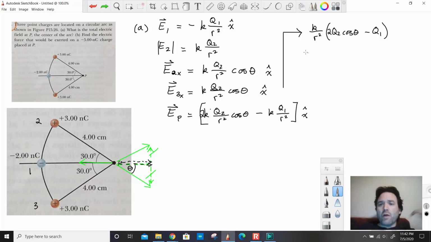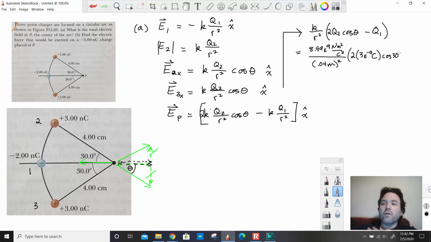Okay, now all it takes is just plug in some numbers in, right? 8.99 times 10 to the ninth over, the distance will be 0.04 meters, and that's squared. We have 2 times, what is Q2? 3 nanocoulombs. Okay. And that's going to be cosine of 30 minus, do you know what the cosine of 30 is? You'll get used to this.